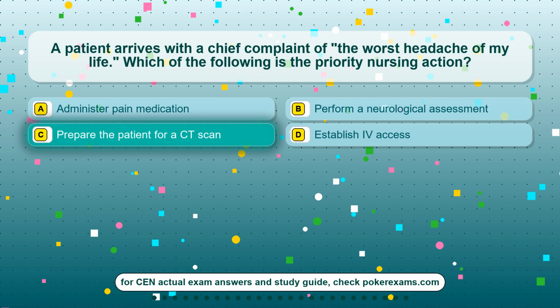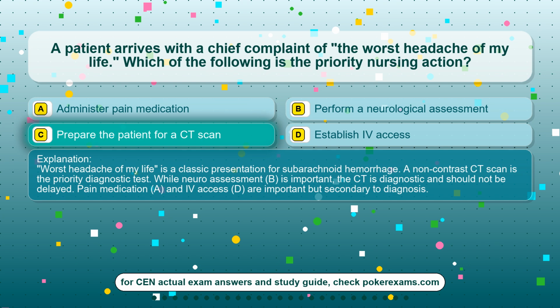The correct answer is option C, prepare the patient for a CT scan. Worst headache of my life is a classic presentation for subarachnoid hemorrhage. A non-contrast CT scan is the priority diagnostic test. While neuro assessment, B, is important, the CT is diagnostic and should not be delayed. Pain medication, A, and IV access, D, are important but secondary to diagnosis.